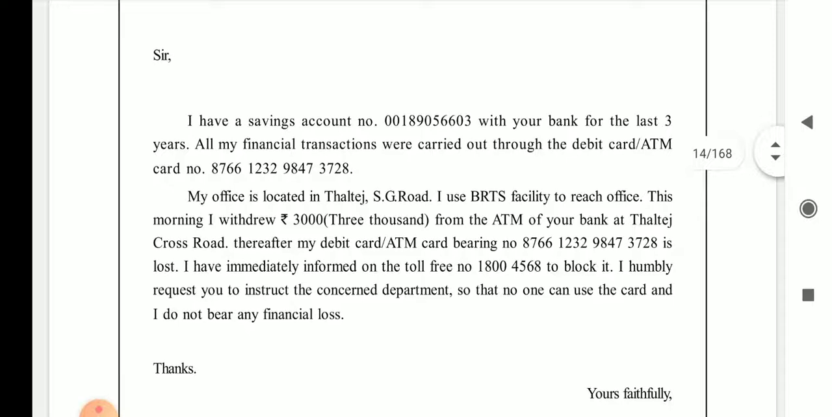She gives her introduction. That means: I have had a savings account with your bank for the last 3 years. That means this lady Trisha Oza has a savings account in the bank, and this account has existed for the last 3 years. All my financial transactions were carried out through the debit card, ATM card number. See, here the lady says that she makes all kinds of financial transactions through the debit card or ATM card.